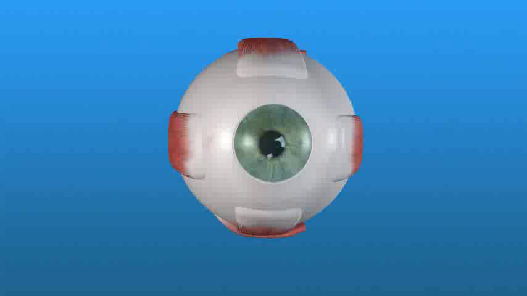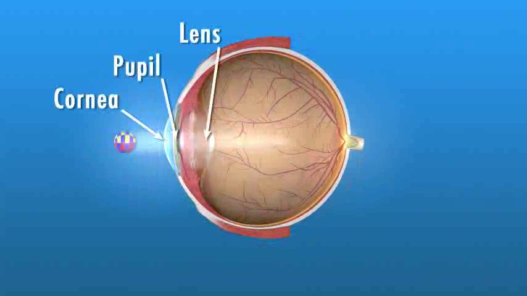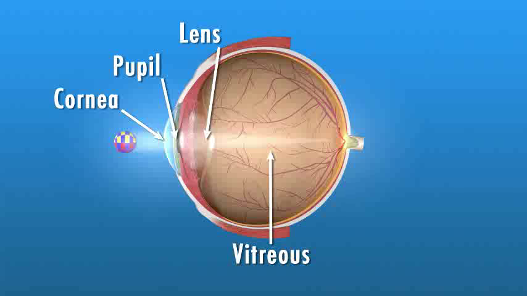First, to understand diabetic retinopathy and how it affects your vision, let's take a look at how the eye works. Light rays enter the eye through the cornea, pupil, and lens. These light rays pass through the vitreous, a clear gel-like substance that fills the middle of the eye. The light rays are focused on the retina, a light-sensitive tissue lining the back of the eye.